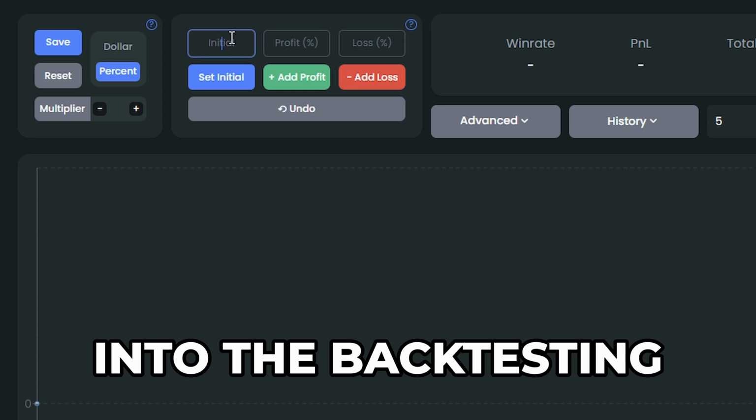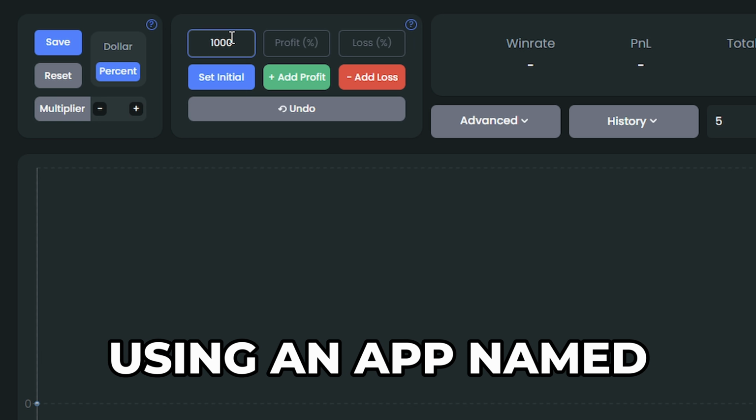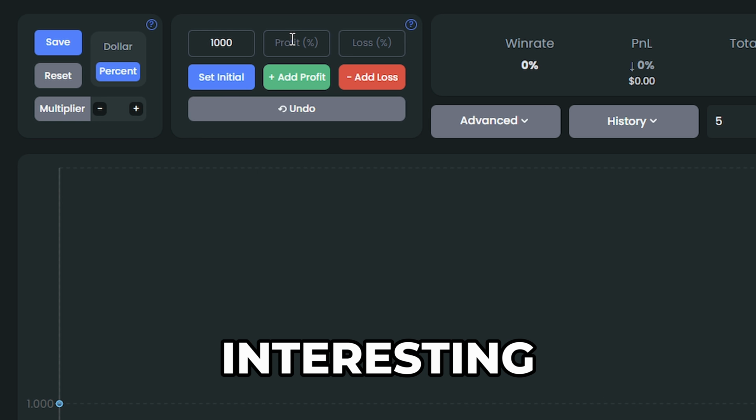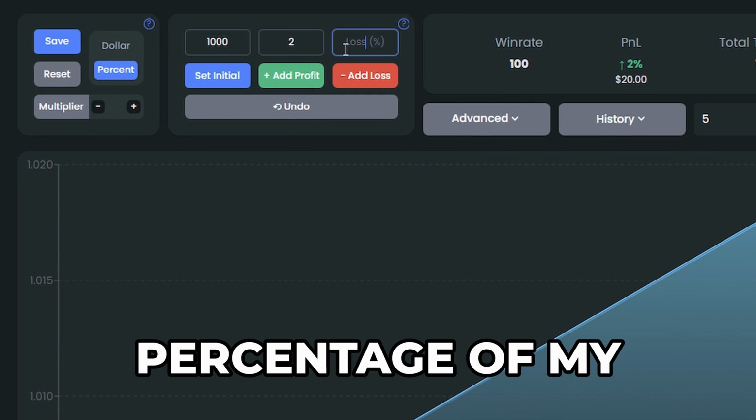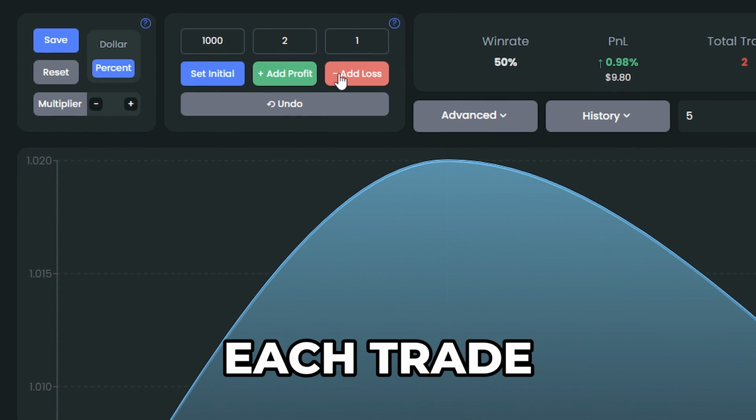And now let's delve into the backtesting process, where I'll be using an app named Trader Edge. Here's where it gets interesting. The amount I input represents the percentage of my total balance I'm willing to risk on each trade.